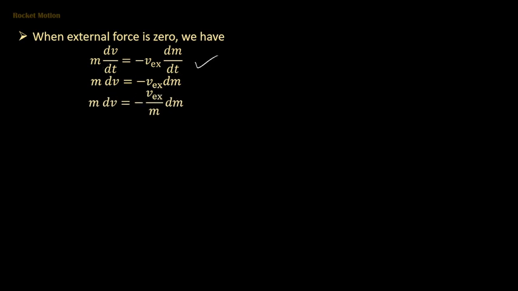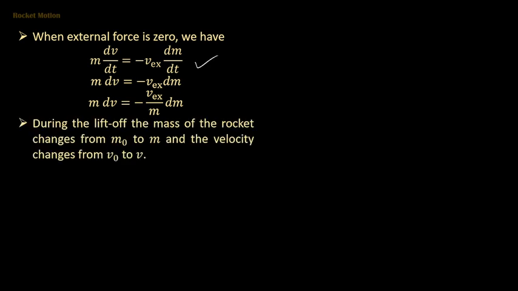Now we adjust the equation and separate the variables. We take the variable of mass on one side and the variable of velocity on the other side. So this is what we have done here. Mass will not be present on this side, it's a mistake. So dv equals exhaust velocity v_ex times dm by m.